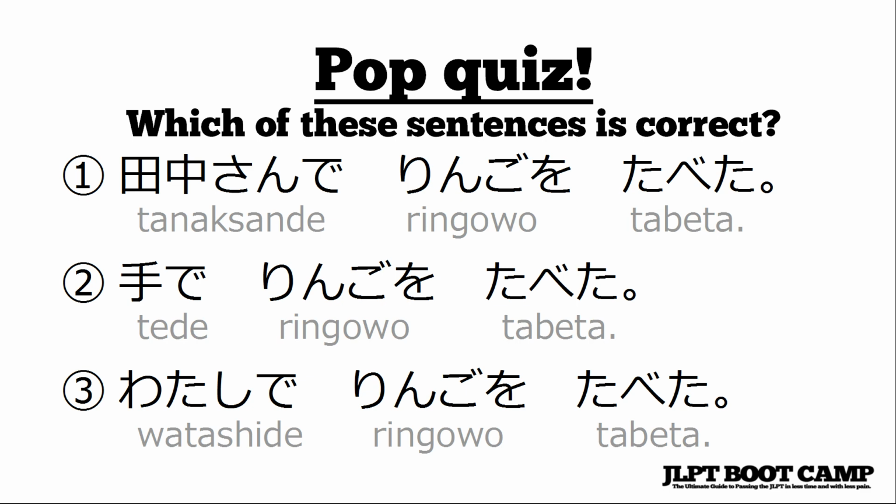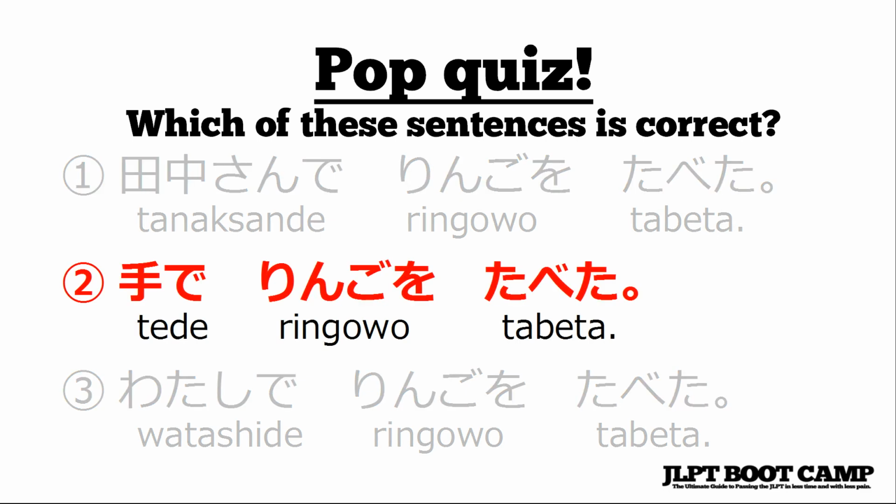So, obviously the correct answer is number 2, te de ringo o tabeta. So I use my hands, or with my hands, I ate the apple. Obviously, we can't say Tanaka-san de. With Tanaka-san, I'm eating the apple. Or we also can't say watashi de. You can't use yourself to eat the apple.